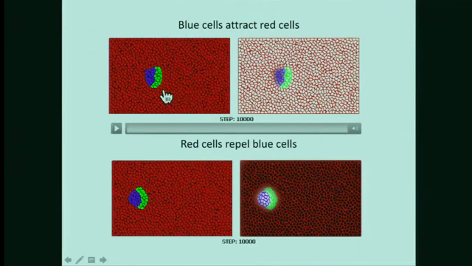And here are illustrations using the Potts model. So blue cells attract red cells, and the red cells push them.